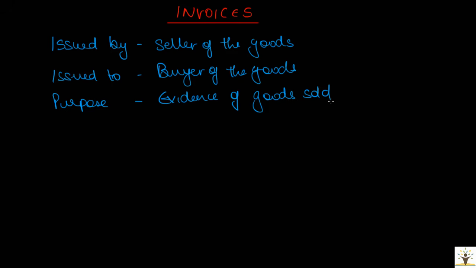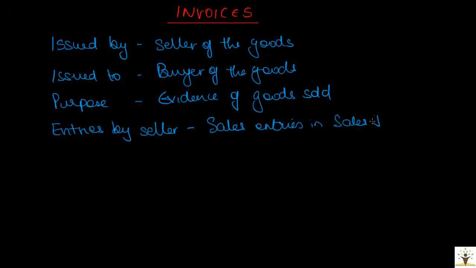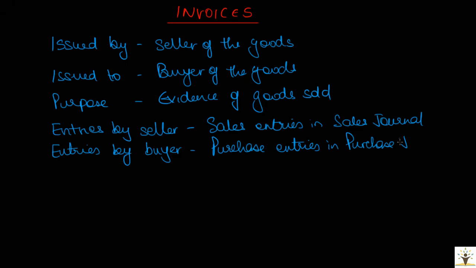From the seller's point of view, the sales invoice gives evidence of goods sold to the customers and shall be used to record the transactions in the sales journal of the seller. From the buyer's point of view, the purchase invoice gives evidence of goods purchased and shall be used to record transactions in the purchase journal of the buyer.